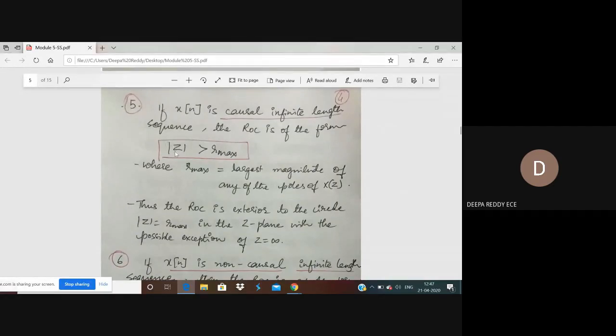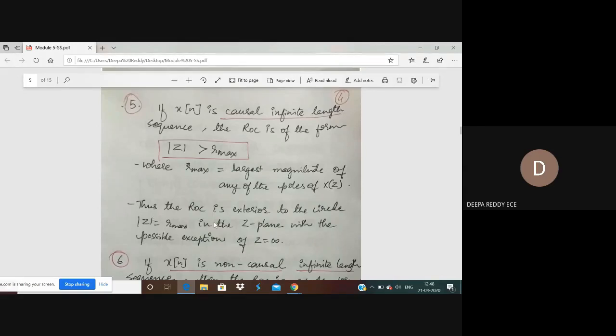Mod Z is greater than R max. So R max is nothing but a point, like R could be, as I told you, the unit circle. It will be 1, 2, 3, 4, whatever. It is a value. So it will converge for all values greater than R max, where R max is the largest magnitude of any of the poles of X of Z. So that is for a causal infinite length sequence.